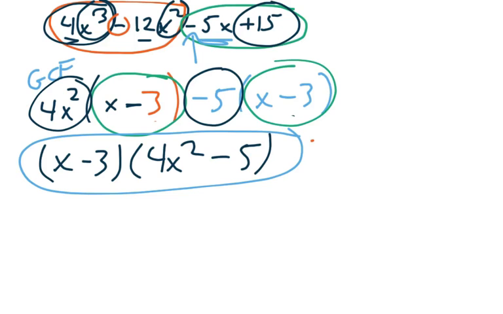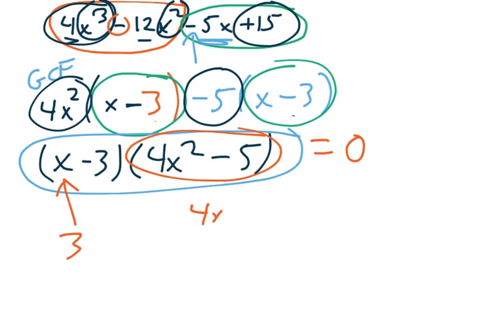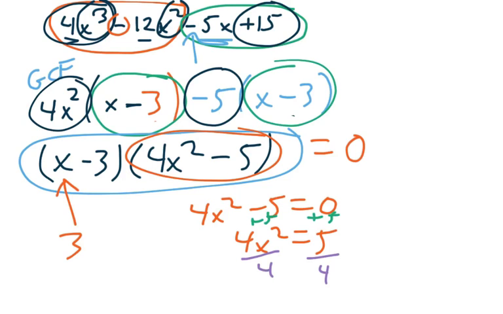Now let's use the zero property. If I set it equal to 0, doesn't that mean that x must be 3, because 3 minus 3 is 0? Now what about 4x squared minus 5? Let's actually solve that. 4x squared minus 5 equals 0 only if 4x squared equals 5. Basically all I did was add 5 to both sides, right? Plus 5, plus 5. And now, don't I divide by 4? So x squared therefore equals 5/4.